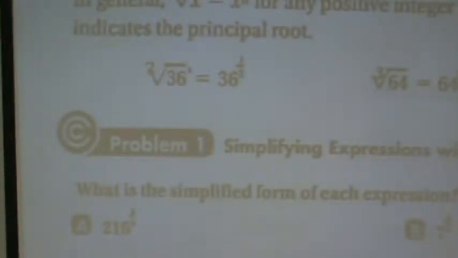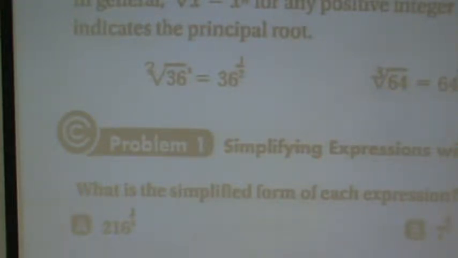So now you have to get used to it: if you see a number raised to a fraction, we call this a rational exponent. That's what this is. When you see a number to a rational exponent, it's just a radical number. We just took a test on radicals, so we can do this.